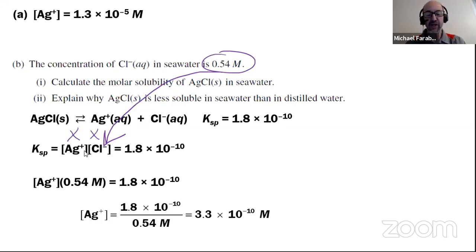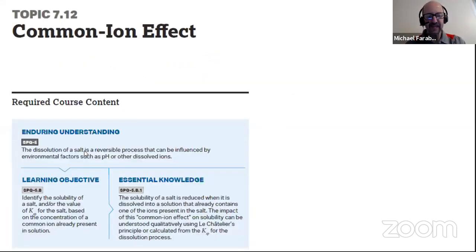This would come from Unit 7 in the AP Chemistry curriculum, the common ion effect. So it says here that the solubility of a salt is reduced when it is dissolved in a solution that already contains one of the ions present in the salt. The impact of this common ion effect on solubility can be understood qualitatively using Le Chatelier's principle or calculated from the KSP for the dissolution process.